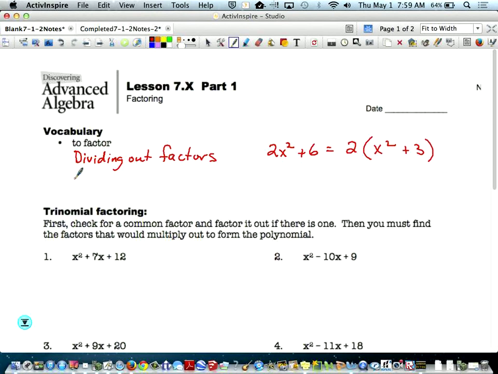Or, the important one that we really work on now is finding the factors of polynomials. So we'll work on this example next.